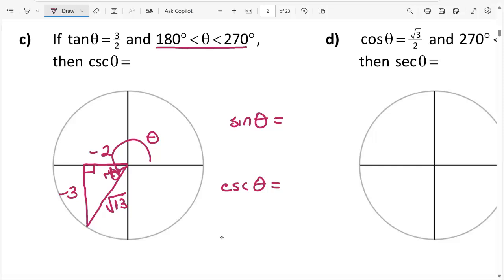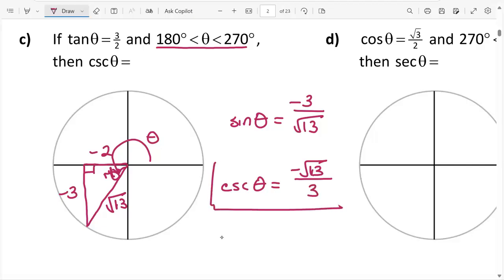And the sine ratio is opposite over hypotenuse. I'm not going to bother rationalizing that because for cosecant, I'm going to flip that over, and so we'll have our radical in the numerator, which is allowed, and the denominator is a rational number, and so we don't have to do any rationalizing there.